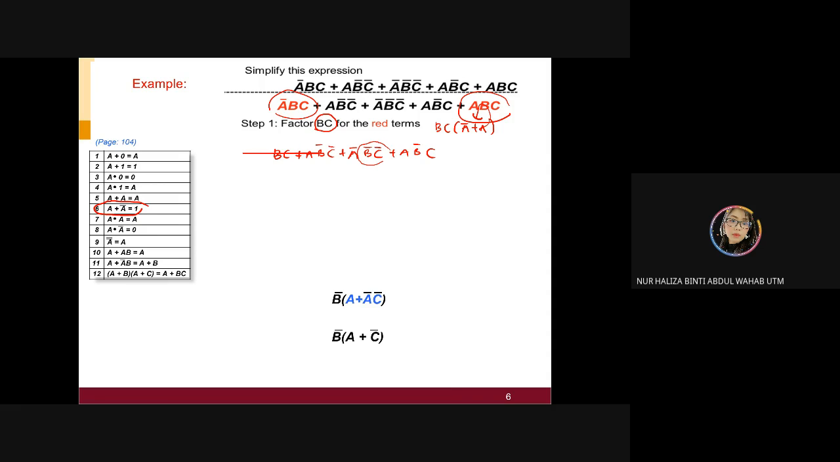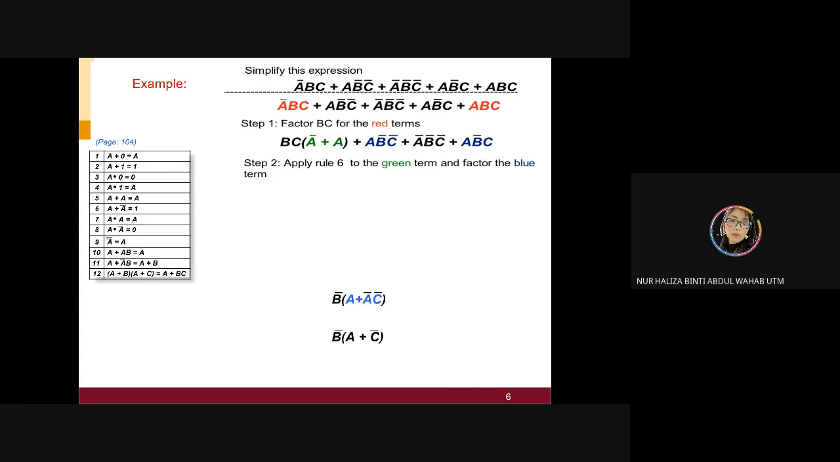Still, I think you can factorize it later on for this part. For this part and this part, you still can factorize it. Okay, let's take a look at the step by step. You are using rule number 6.